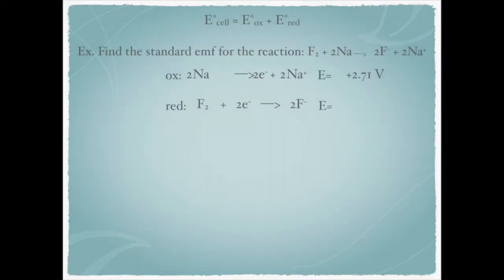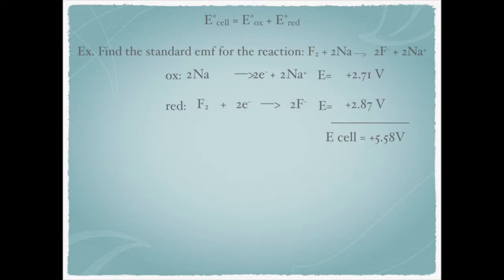And I'm simply going to flip the sign. So it was negative 2.71 for reduction. Well, since this is oxidation, I'm going to take the negative of that, so it's positive 2.71 volts. Then I'm going to look it up for fluoride, and it is positive 2.87 volts. And so all I have to do to find the standard electromotive force is add those together. So I get positive 5.58 volts.